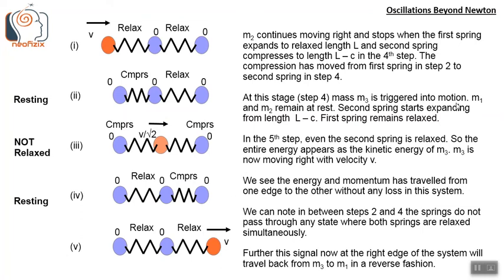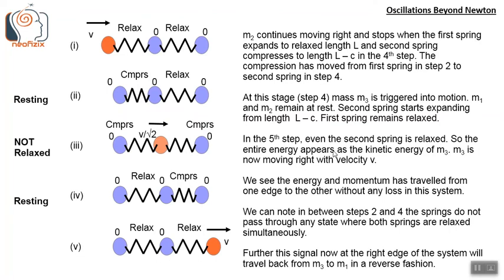The second spring starts expanding from its length L minus C. So it is most compressed now, and it starts expanding from this compressed position, while M3 moves right. So in the fifth step, the second spring is also relaxed, so even this gets relaxed after some time because M3 is moving. So L minus C becomes L. At this stage, the first spring was already relaxed from the previous step, because M1 and M2 are at rest. So at this stage, both the springs are relaxed. They have this length L.